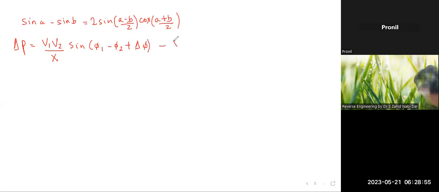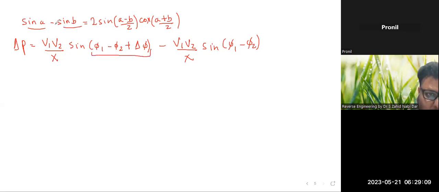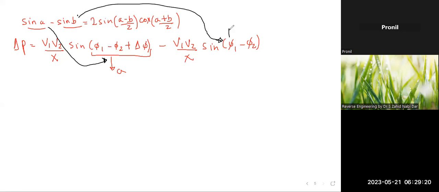Then here is minus V1 V2 X sine of psi 1 minus psi 2. So what it is telling you is sine A minus sine B. The first term is sine A, and this term is sine B. So now please try to do it.